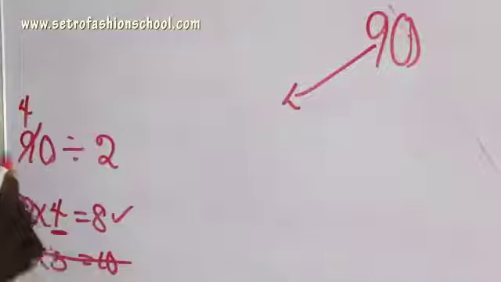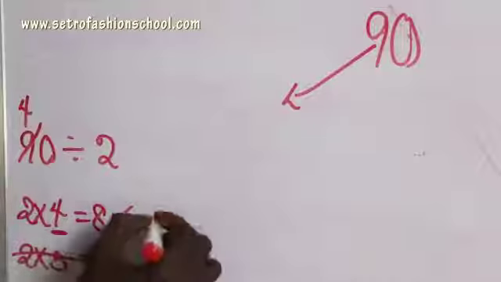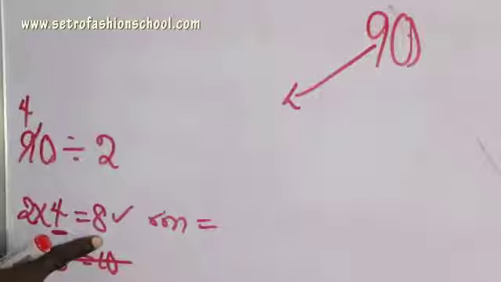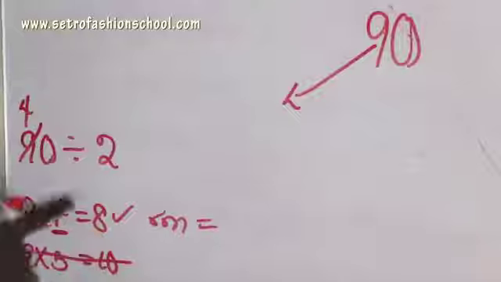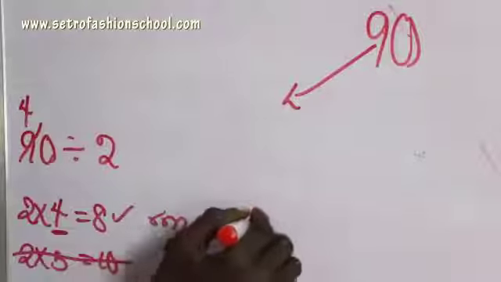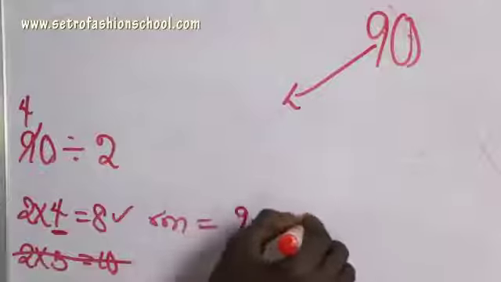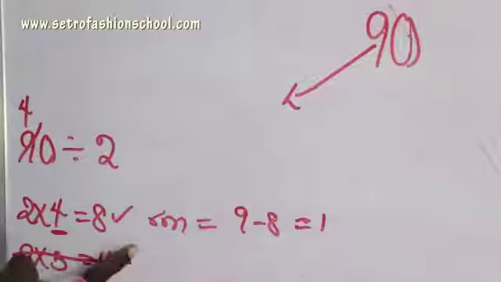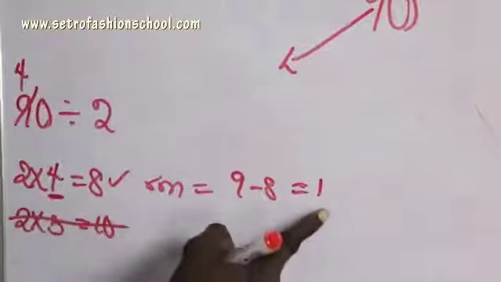Then you come down to this. The remainder, what? Find the Rn. The Rn will be what? To calculate the RM, remove the answer you got here from this 9. That will be 9 minus 8, which is 1. Now you have the 1. That's how to calculate your RM. RM means remainder. So that's 1.